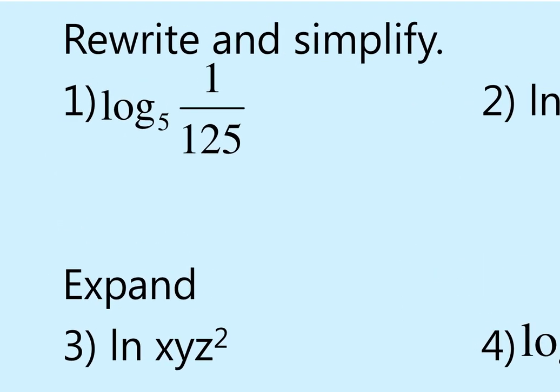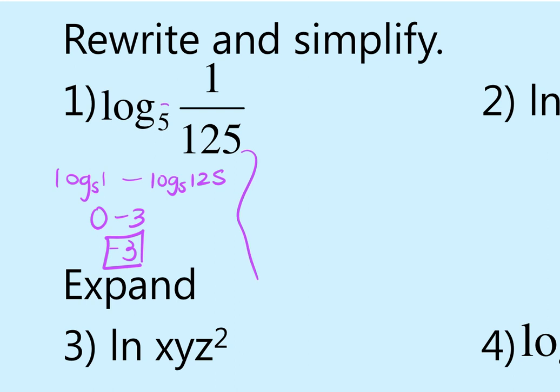If it said expand, you would have had to separate it out as log base 5 of 1 minus log base 5 of 125. And then log base 5 of 1 is what? 0. And log base 5 of 125 is what? 3. So this would have been -3 that way.